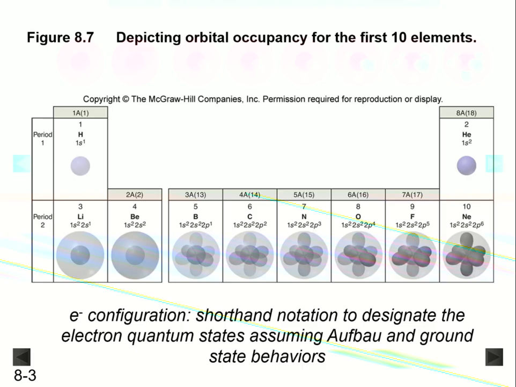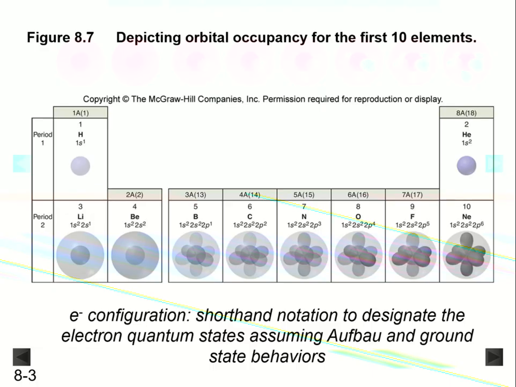Now, once we've reached beryllium, we've filled up all of the s's in the principal quantum number 1 and 2 states. So we're going to need to move on to the p orbitals. We know that there are 3 p orbitals because the m sub l values can be plus 1, 0, and minus 1, and the ms can be plus or minus a half. So in those 3 orbitals, we'll be able to fit 6 electrons. And that's what we see when we start with boron.